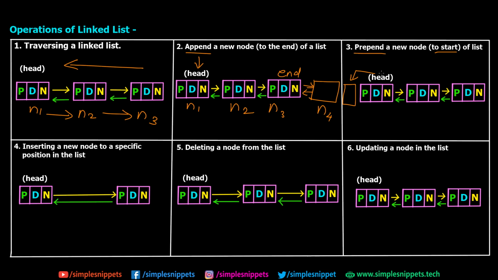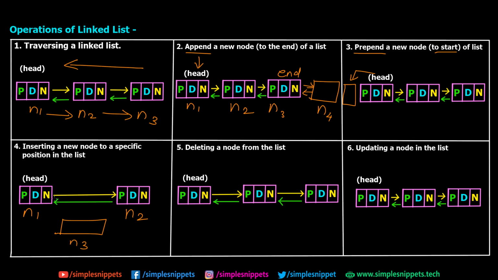So that's the prepend operation. We have inserting a node to a specific position in the list. Let's say this is node n1 and n2. And now we want one more node, n3, which has to come in between n1 and n2. So what we have to do is, so this is n3.